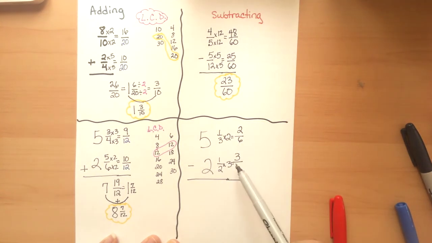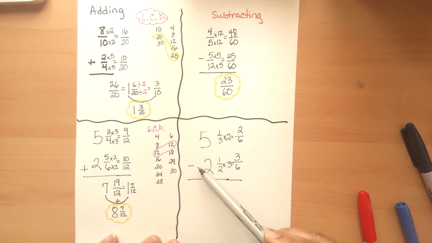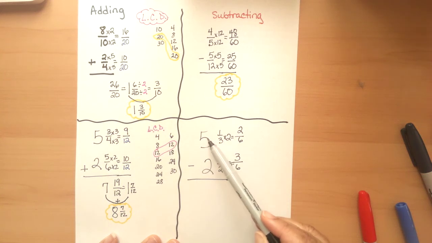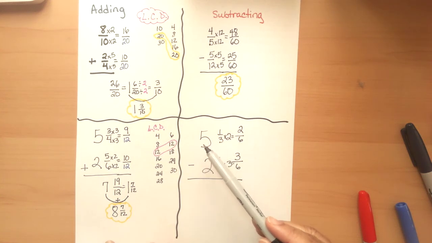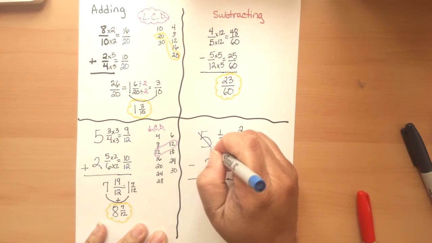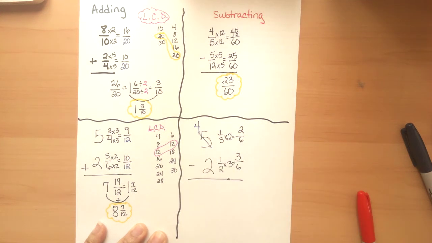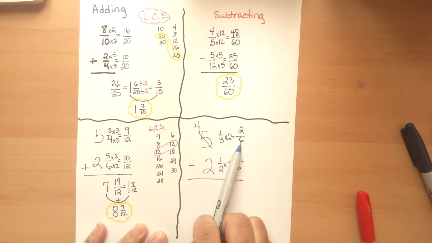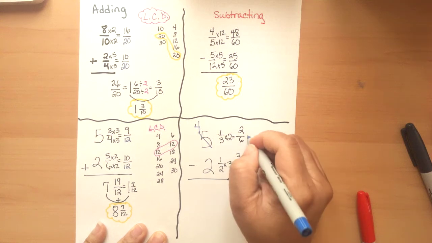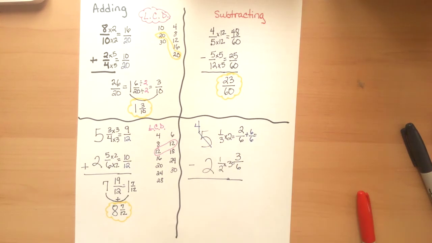I notice now that I have a bit of a problem. I can't take 3 from 2, so that means I have to go to the 5, the whole number, and borrow a whole. I am going to cross that out. I'm going to borrow 1 whole. There are 6 in a whole. So I'm going to take those back and add them together.